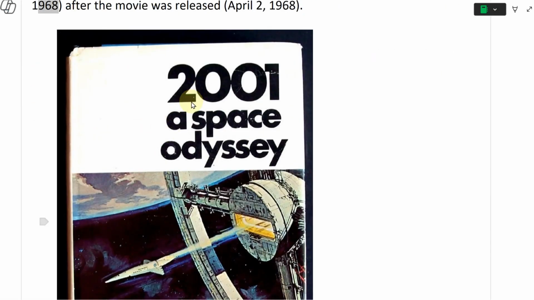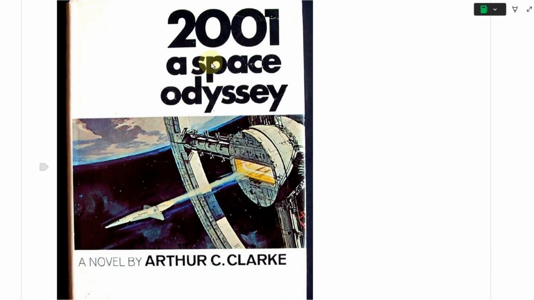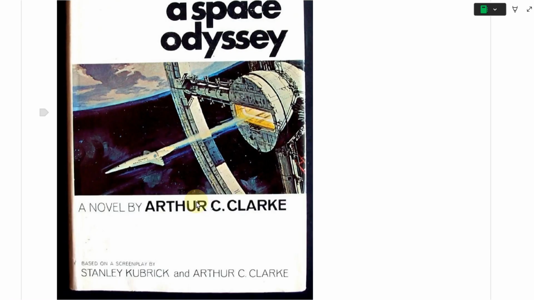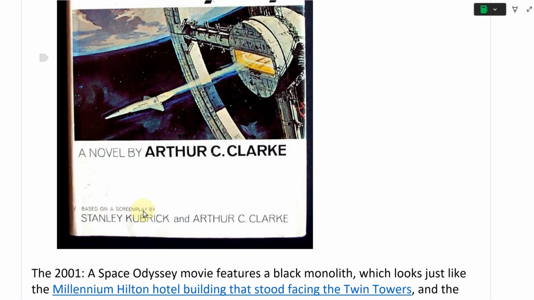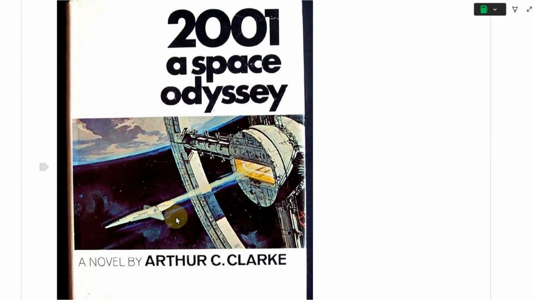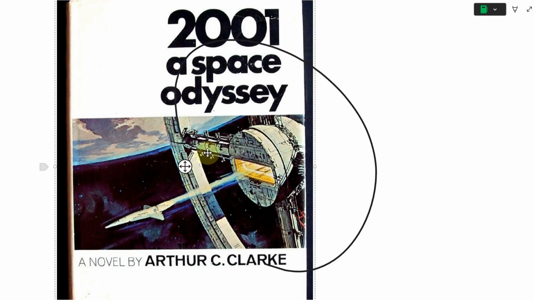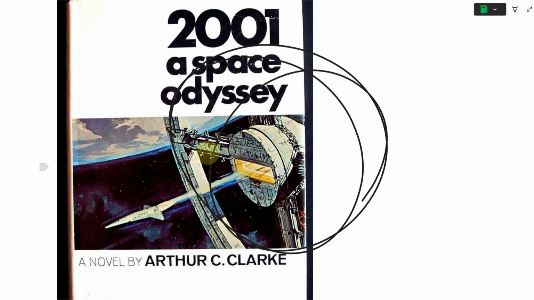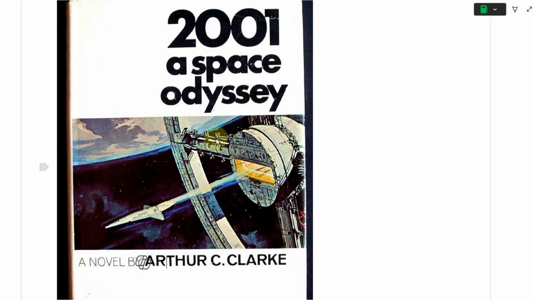So here is the cover of the novel. 2001: A Space Odyssey, a novel by Arthur C. Clarke, based on a screenplay by Stanley Kubrick and Arthur C. Clarke. Notice how they're in space here, with a spacecraft. And also notice this giant circular thingy there. It creates a centrifugal force to mimic gravity, so you can exist in there while it's constantly rotating. That's quite fascinating.